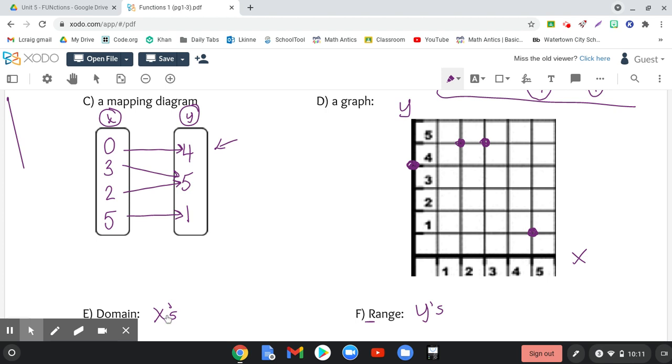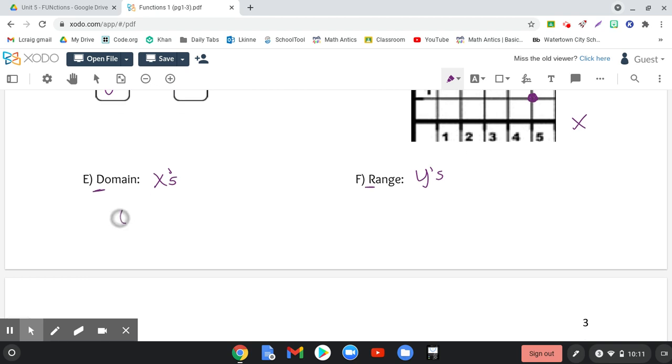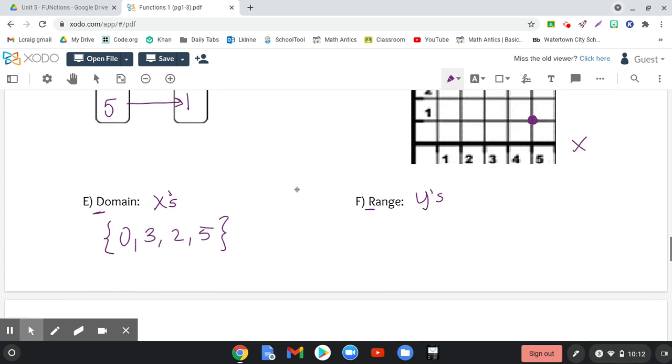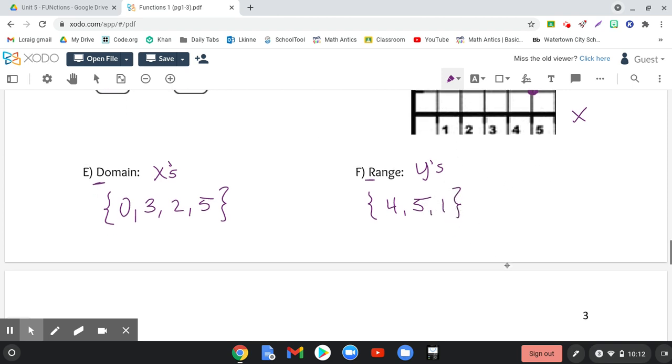So for your domain, same thing. Don't list something more than once. We have 0, 3, 2, and 5. 0, 3, 2, 5. And then again, we're going to put some brackets around it. That's your domain. And the range that's being used is 4, 5, and 1. Okay, just a list of numbers.